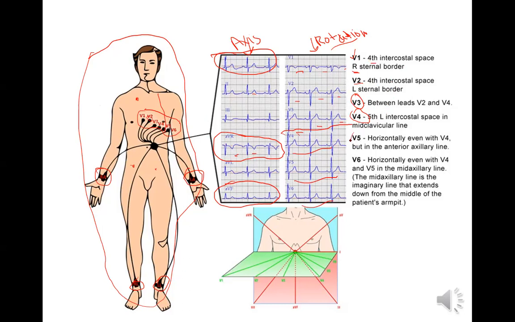V5, anterior axillary line. So it's between the armpit and the mid-clavicular line. V6 is kind of deep in the mid-axillary line. But these are in a straight row. V4, V5, and V6 basically run in a straight row on or near the fifth intercostal space to the mid-axillary line. So yeah, you're gonna have to remember those.